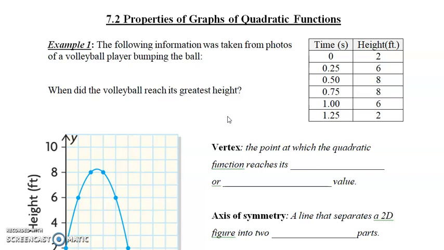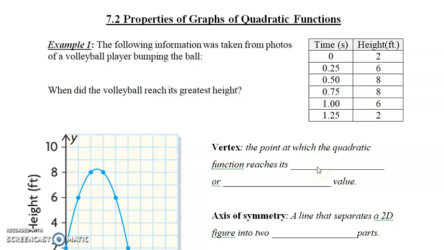So we have the time as the x-axis. Time is always going to be the x-axis unless otherwise stated. It's the independent variable. And then we have height, which is the y variable. That's going to be the vertical axis, and that's given in feet. We have some times and some heights.